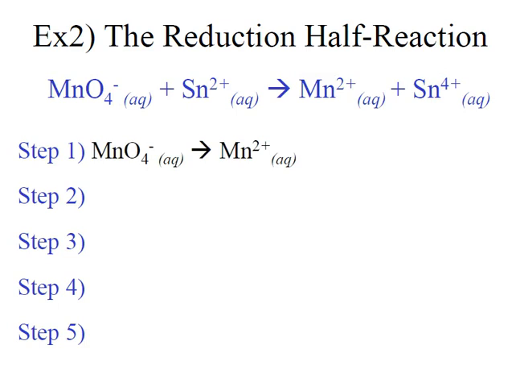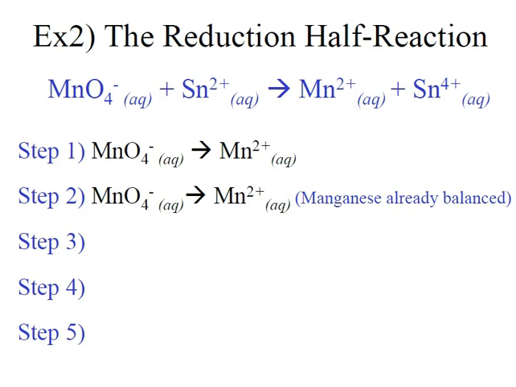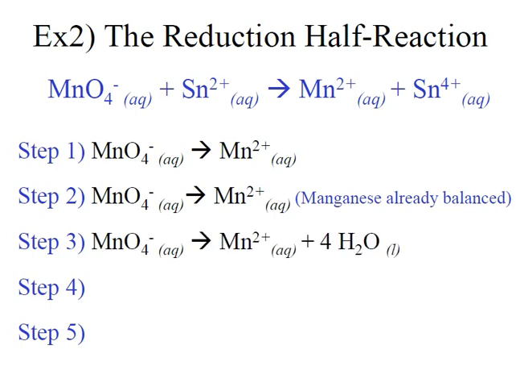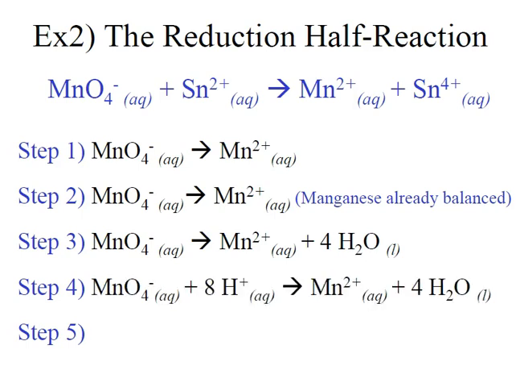Our second step is to balance anything that is not an oxygen or a hydrogen. So on the left we have 1 manganese and on the right we also have 1. So those are already balanced. Next, we balance oxygen by adding water. 4 oxygens on the left, none on the right. So 4 waters would balance that. Next, we balance our hydrogens by adding H+. No hydrogens on the left, and 8 hydrogens in those 4 waters. So 8 H+ on the left to balance those out.